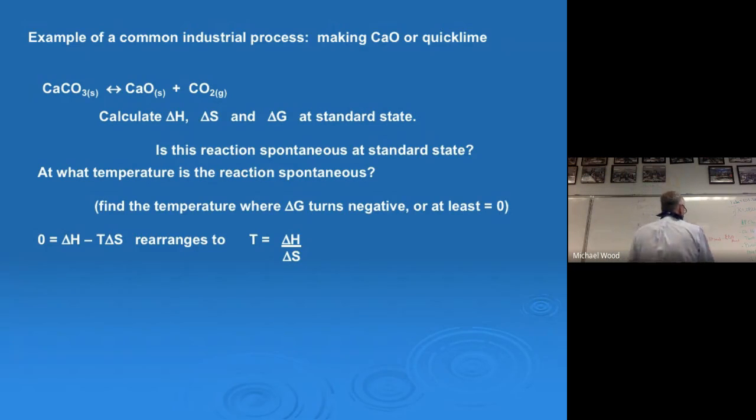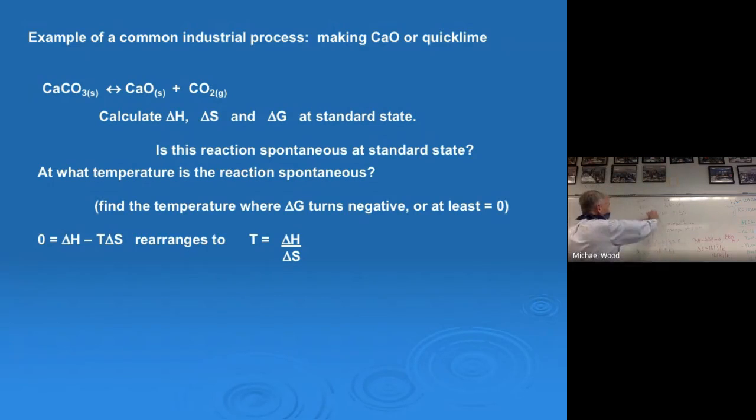Delta S came out to be 161 joules per Kelvin. If we get this into kilojoules, these units are equivalent. In industry, they want to get this to where this is a spontaneous process. So the question is temperature.